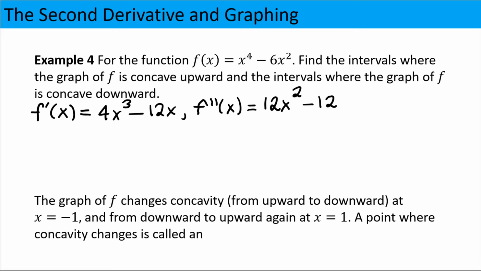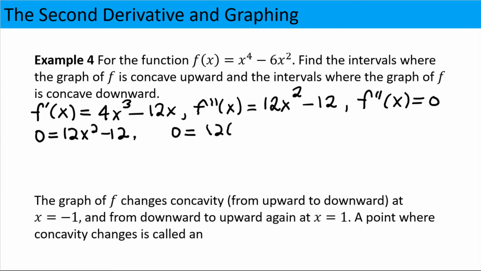Now we need to find where the concavity changes, so the next step is to set that second derivative equal to 0 and solve. We've got 0 equals 12x squared minus 12. Algebraically, we can factor out the 12 on the right-hand side, so you have 12 times the quantity x squared minus 1. Continuing to factor some more, we get 0 is equal to 12 times x squared minus 1, which is a difference of squares, so you've got x minus 1 times x plus 1.